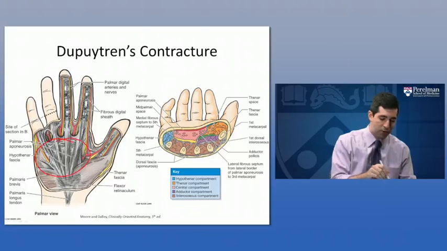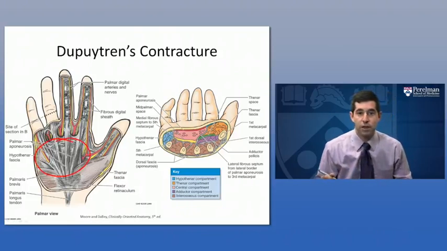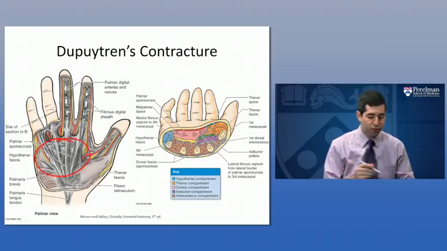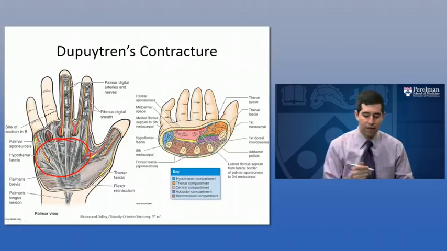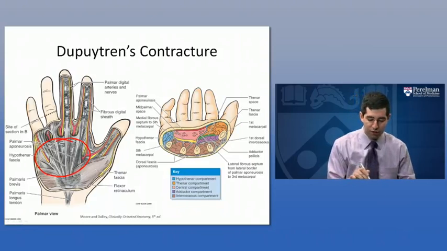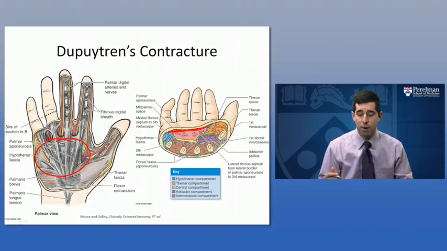That palmar aponeurosis, as it's being described here, overlies the different flexor tendons. It overlies the muscles there. It's providing some of the structural support to the skin of the palm of the hand. And here you see the hand in cross-section, and you see the palmar aponeurosis here colored in red. That again is this primary tissue that starts to thicken, starts to proliferate.